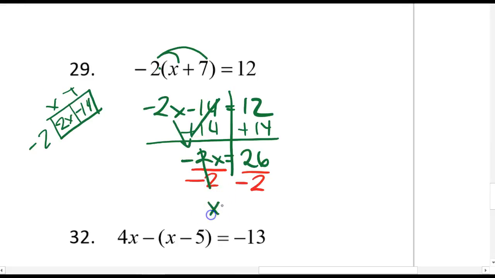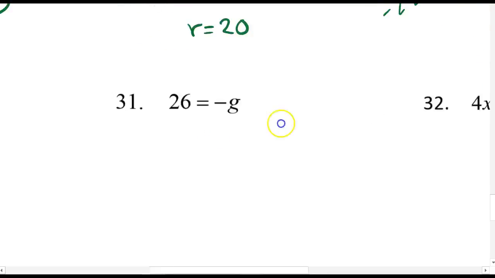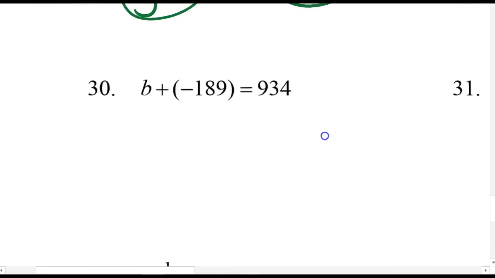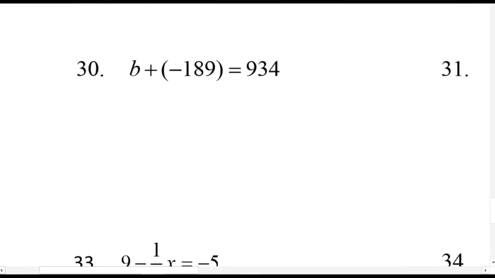Cancel out. X equals 26 divided by 2 is 13. But then a positive divided by a negative is also a negative. Okay, number 30. So a lot similar to when you guys had your test.